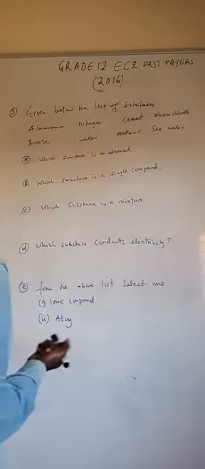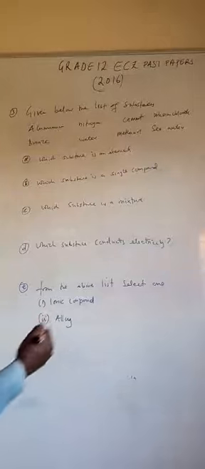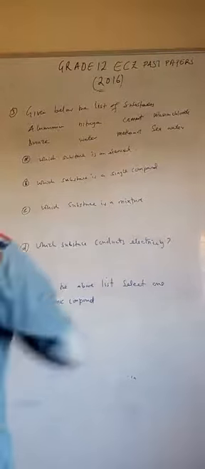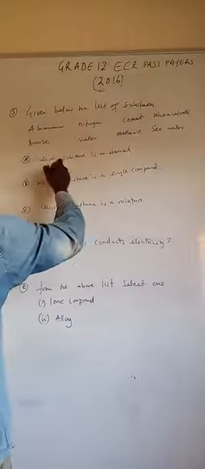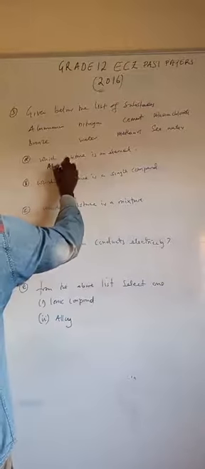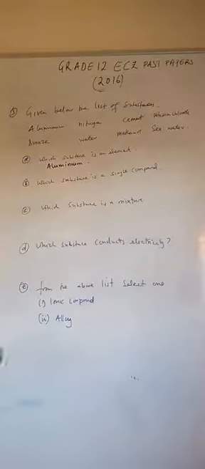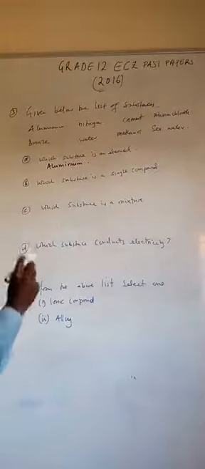Let's start. Which substance is an element? Which of these substances is an element? Simple, aluminium. As you can see, this list of elements. So the first one, aluminium, is actually an element.